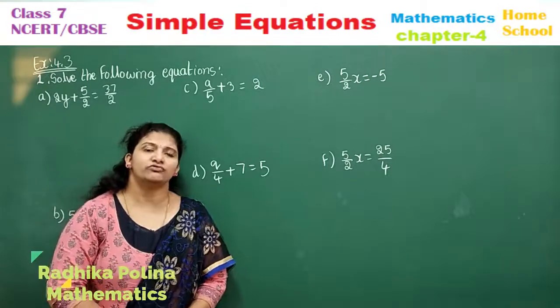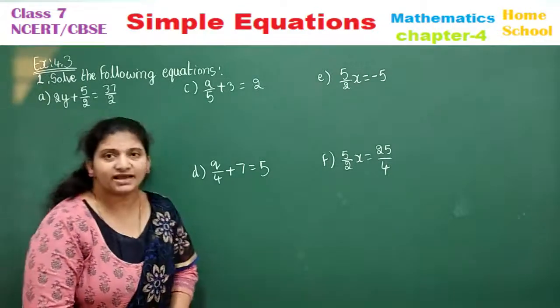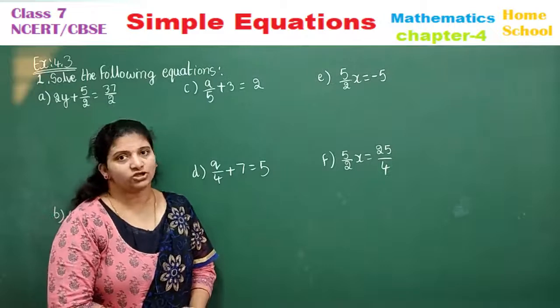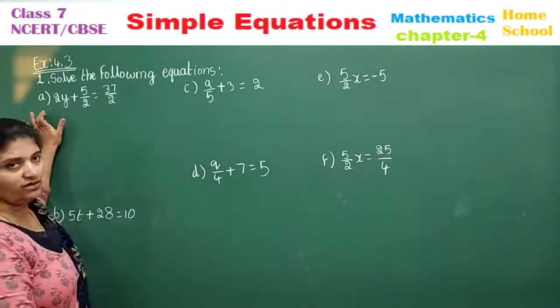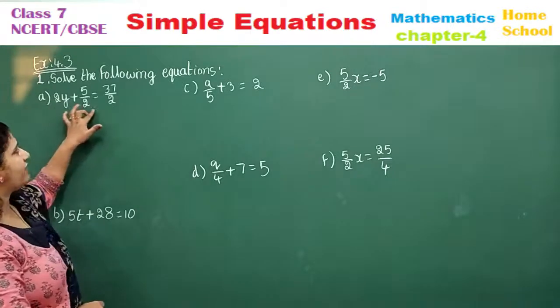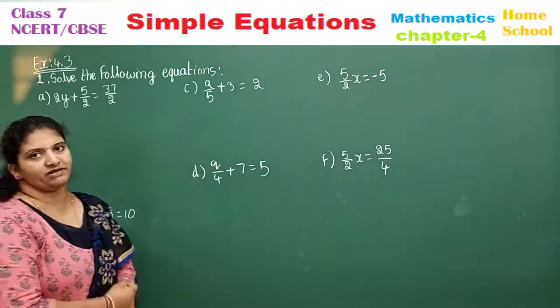We are in our chapter 4, Simple Equations. Exercise 4.3. First main question: solve the following equations. See the first sub question. A. 2y plus 5 by 2 is equal to 37 by 2.